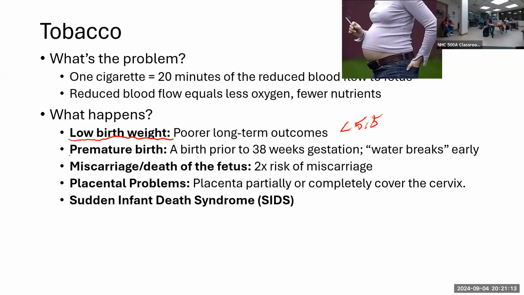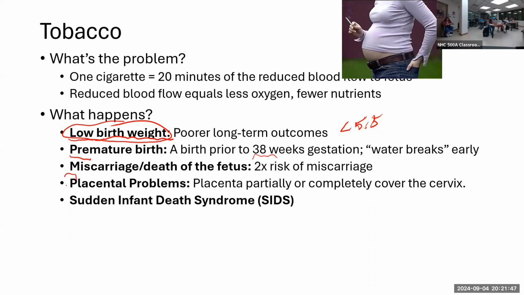Can lead to premature birth. First off, if this baby isn't getting nutrients, obviously it's not going to be able to grow enough. And even if it's full term, the woman carries the pregnancy all the way to 40 weeks, she can still have a low birth weight baby because of smoking. Premature birth, born before 38 weeks gestation. Also a problem, maybe the eyes aren't fully developed, maybe the lungs. Miscarriage, double the risk of miscarriage for a mother who smokes regularly.